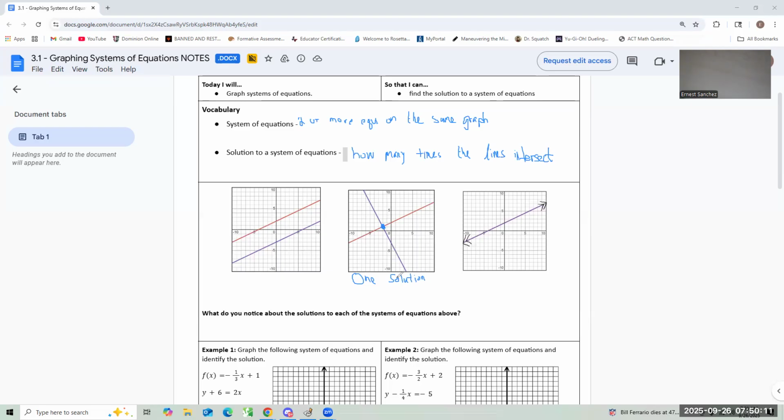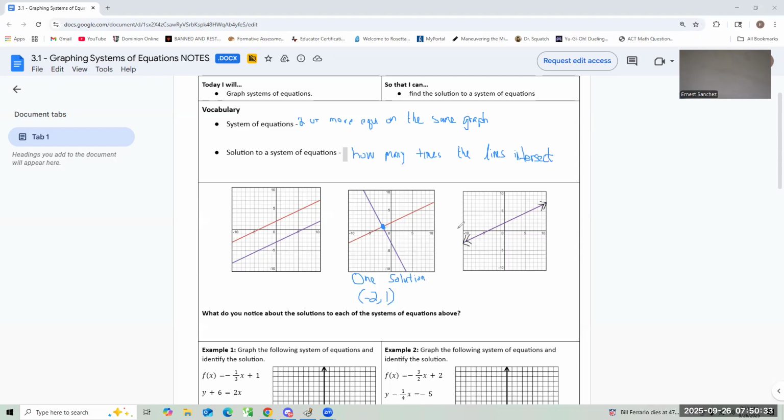Now, not only do you have to write one solution, but you also have to write the answer of the point where they touch. So you just count and see where they hit. So let's see, -1, -2, comma, and I go up just one, right? Yeah, so +1. So -2, comma, +1.